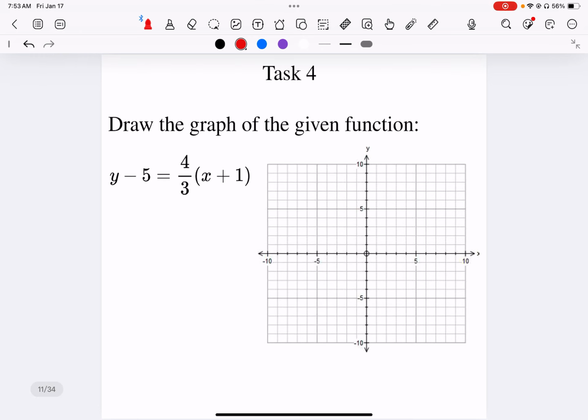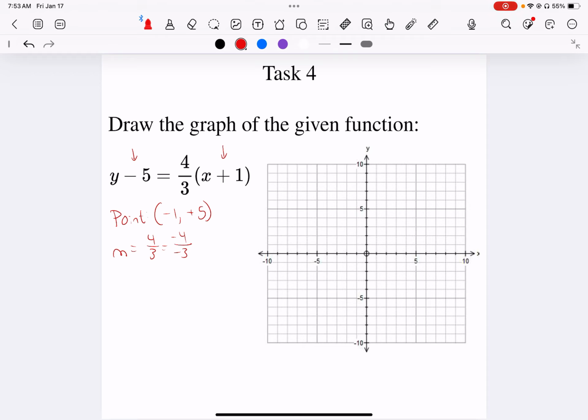Draw the graph of this function. Again in point-slope form. So I'm going to determine what my point is. Since it's x plus 1, I'm going to have a negative 1. Y minus 5, my point is going to have a positive 5. My slope is 4 over 3, or negative 4 over negative 3.